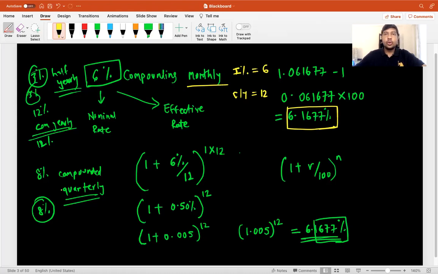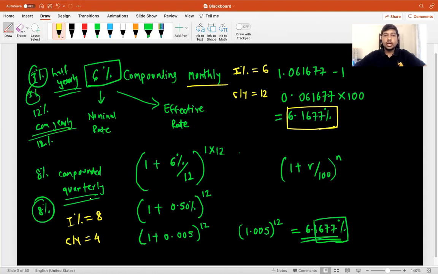Similarly, if you wanted to find the answer to a question wherein the interest rate was 8% compounded quarterly, then I% would have been 8 and compounding per year would have been 4 because it is quarterly compounding. The moment you put 8 in I% and 4 in C/Y, the calculator will automatically calculate the effective return of this 8% compounded quarterly kind of a return.